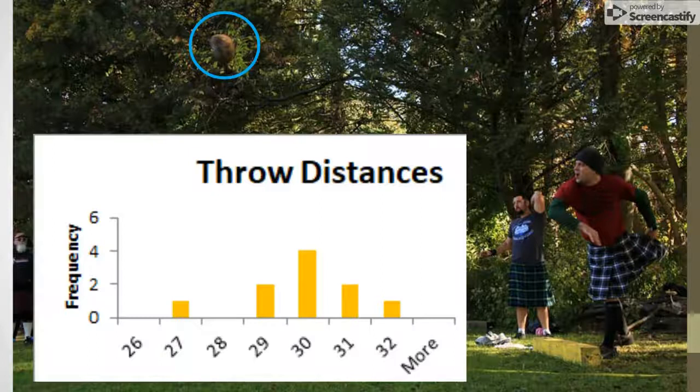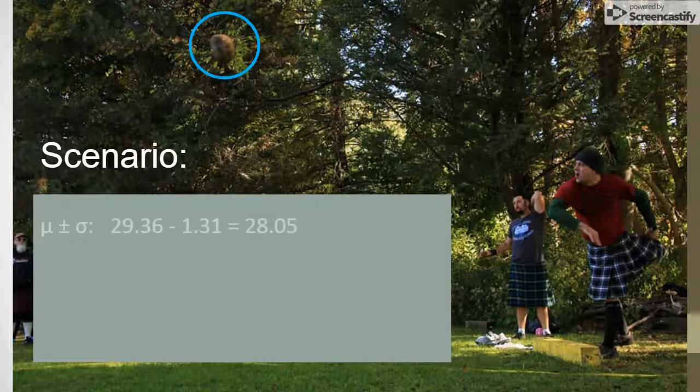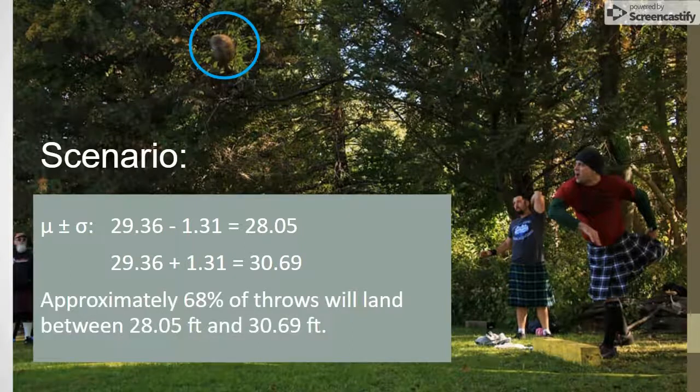Here's the histogram representing the 10 practice throws. We can see that the data is fairly normally distributed. So according to the empirical rule, 68% of throws should fall between 1 standard deviation below the mean and 1 standard deviation above the mean. To find these limits, we subtract 1 standard deviation from the mean, and we add 1 standard deviation to the mean, and we find a lower limit of 28.05 feet and an upper limit of 30.69 feet. This range is our 68% confidence interval, so we can say with accuracy that approximately 68% of throws will land between 28.05 and 30.69 feet.